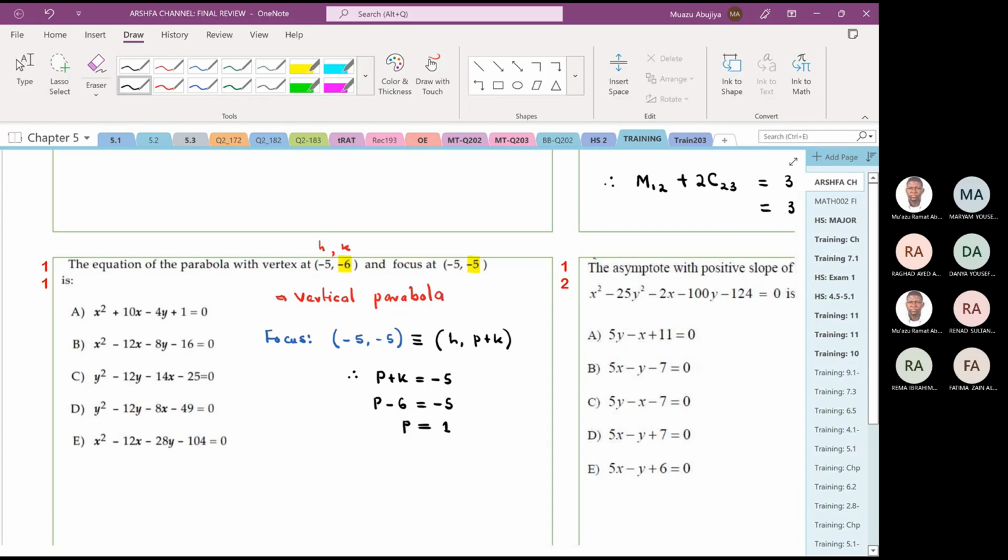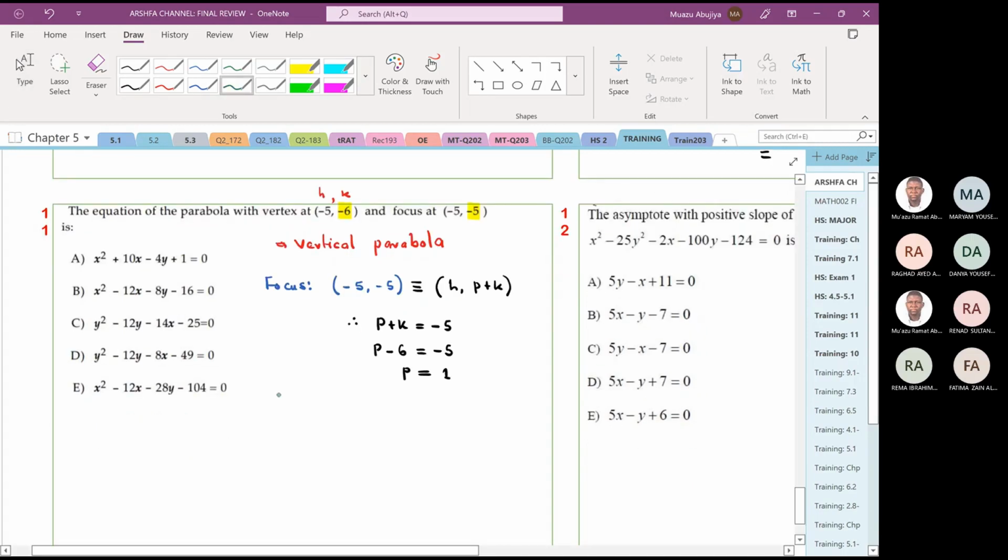Now, the question is asking for the equation of the parabola. What is the standard equation of a vertical parabola? Because it is vertical, I can write the equation (x - h)² = 4p(y - k). Now let us substitute h and k, and we know p already. So if we substitute h and k, we have (x + 5)² = 4 × 1 × (y - 6 + 6).